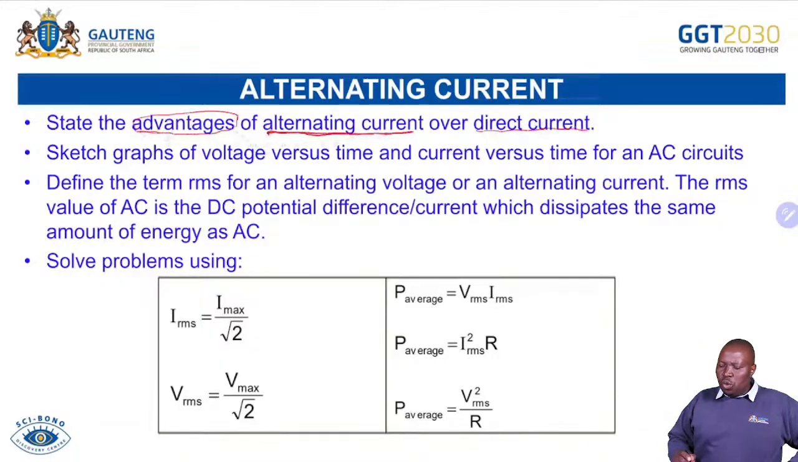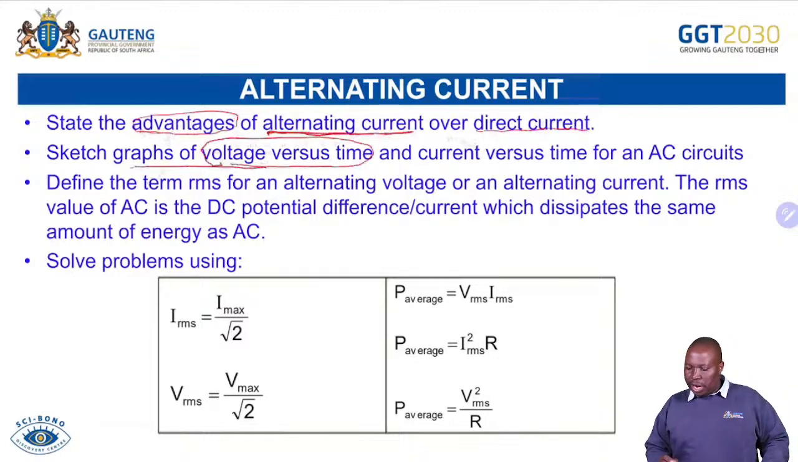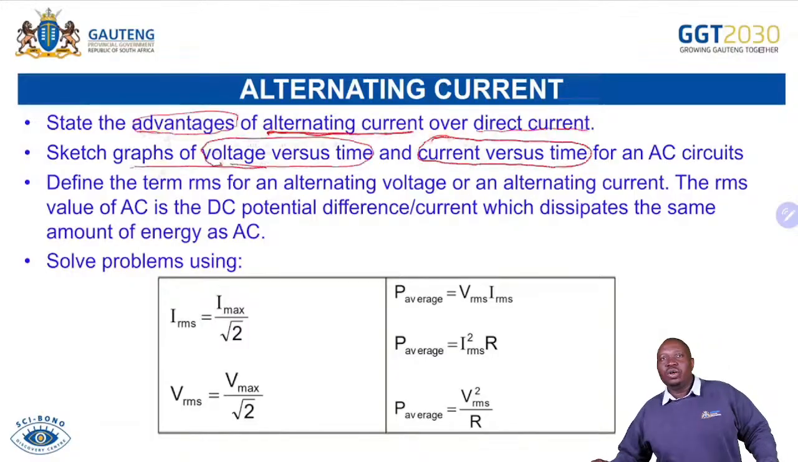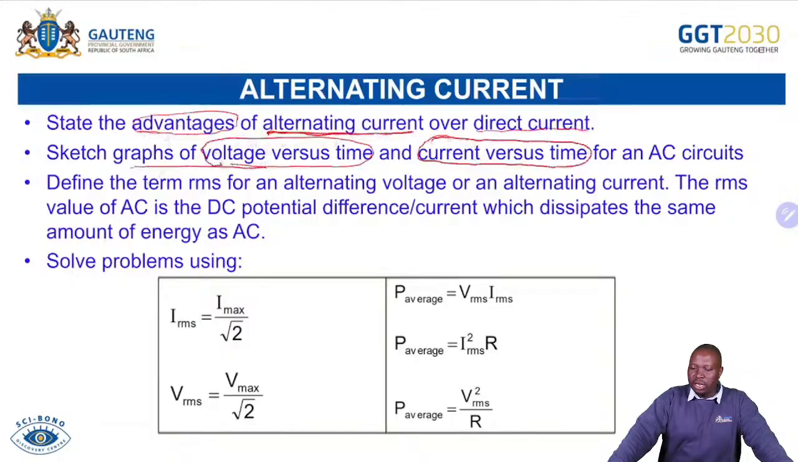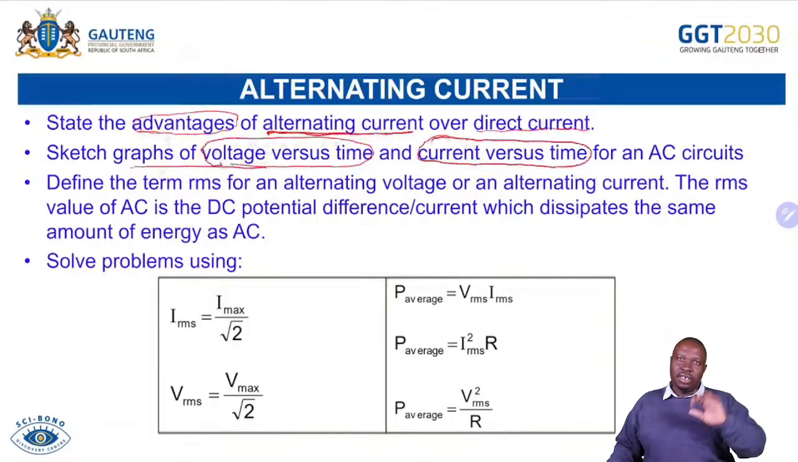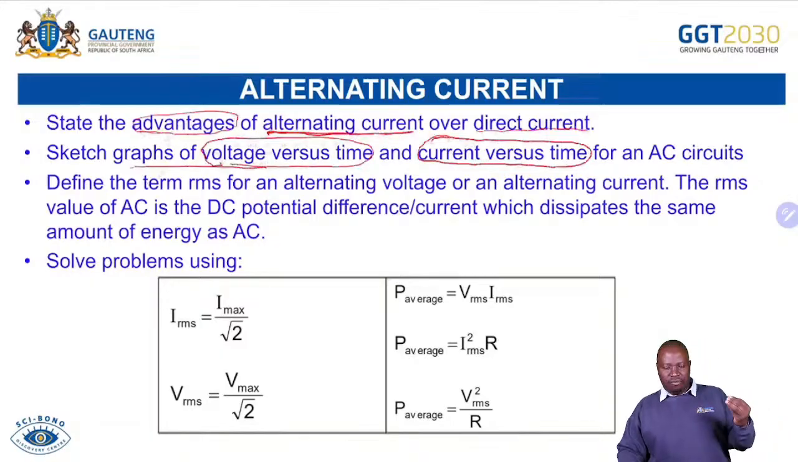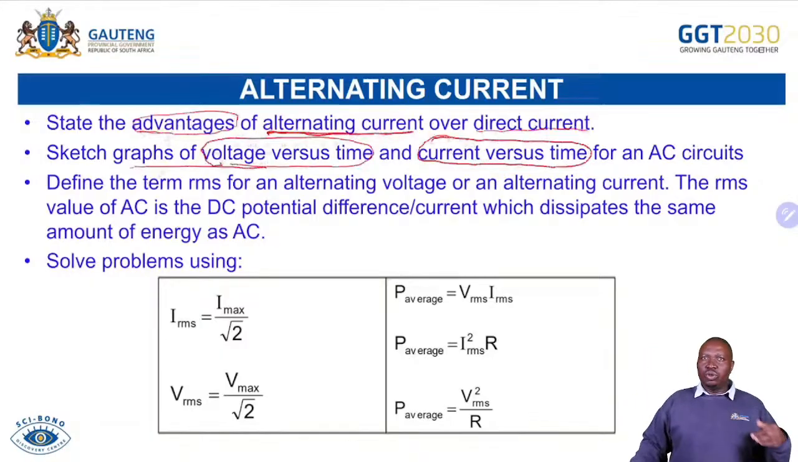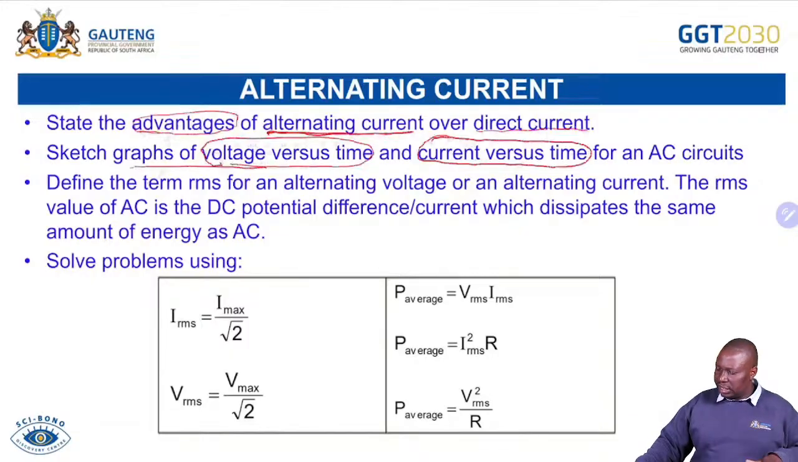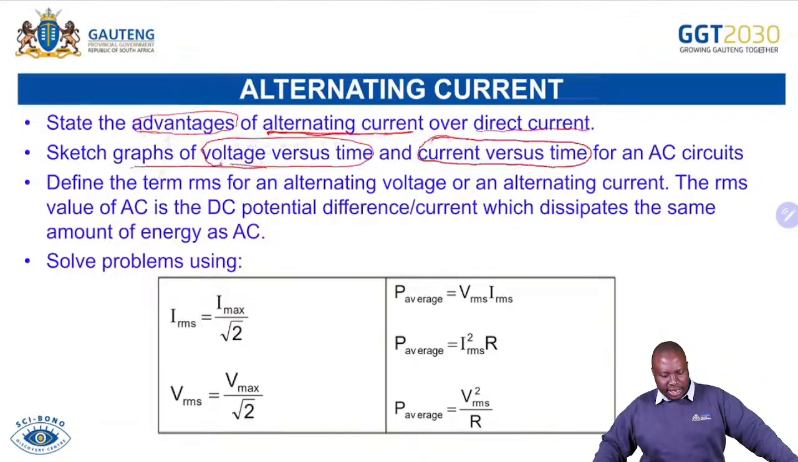Now, we'll as well look at the sketch of the graphs. Graphs of what? Voltage versus time. But it's not only voltage versus time. We'll have to look at the graphs of current versus time. So these are important objectives, because if you understand all of them, it means that you are ready for this topic. So know the graphs. How do I sketch a graph of voltage versus time? How do I sketch the graph of current versus time for an AC circuit?